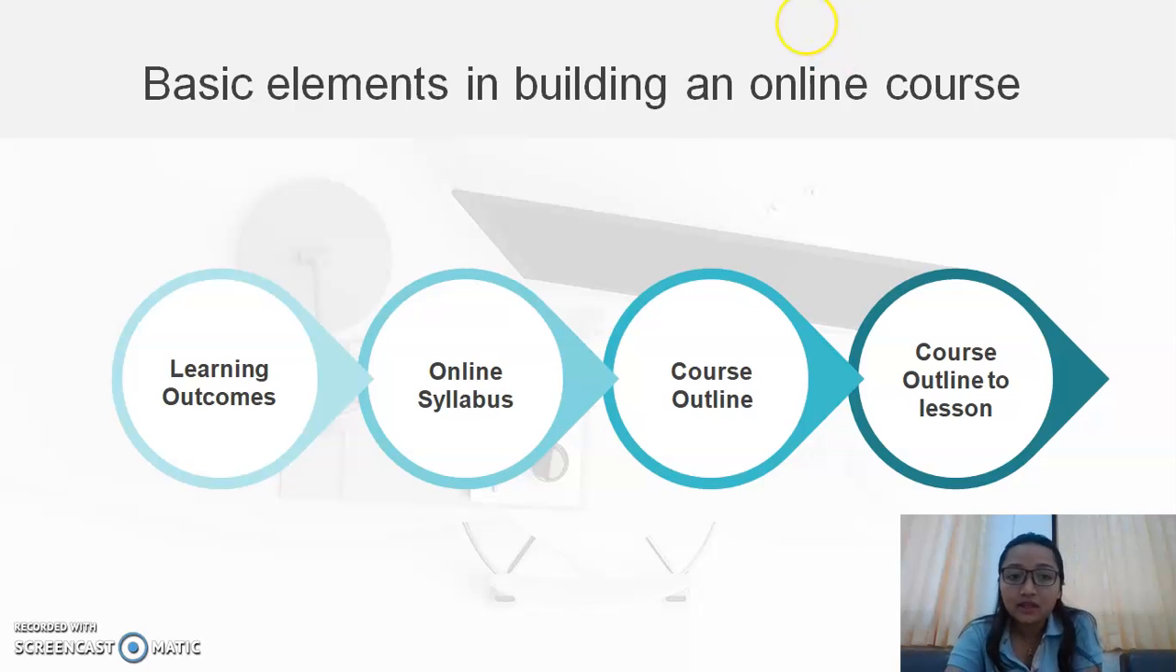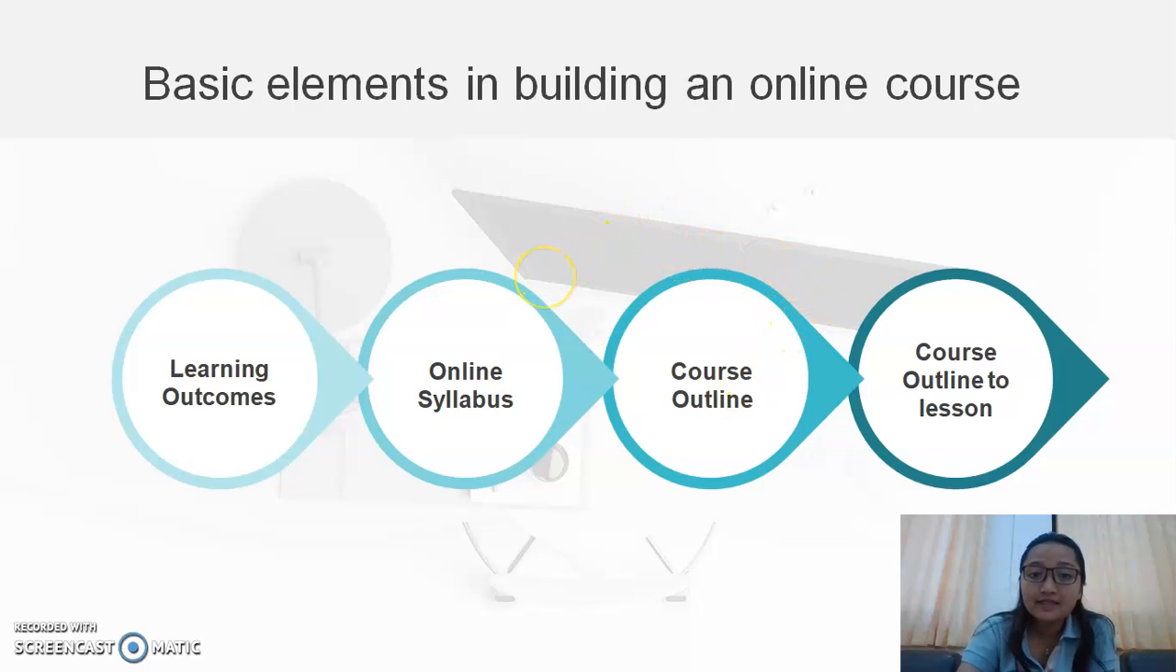And the third element is course outline. Yeah, the online course outline is a calendar or a to-do list and presents a sequence of events, assignments, reading activities, and course deliverables.